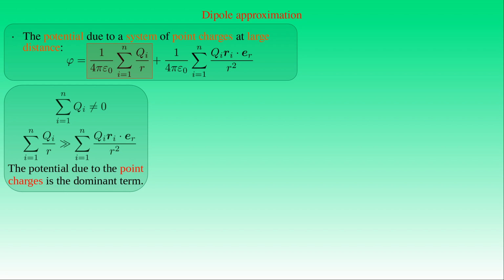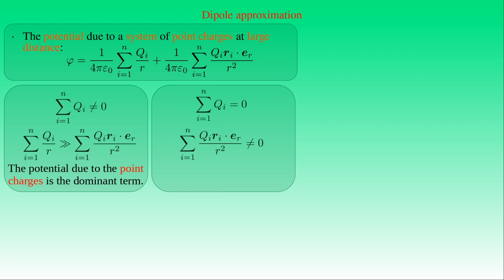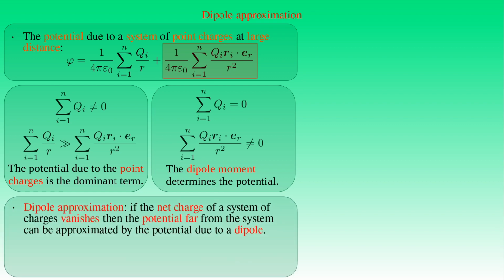In the case of an electrically neutral system of point charges, the sum of the charges in the system vanishes and the first term is identically zero. However, the second term generally does not vanish and determines the potential far from the system. As a result, the electric potential due to an electrically neutral system of point charges can be approximated at large distance by a potential due to a dipole with the electric dipole moment of the system. Therefore, such a description is called the dipole approximation of the potential due to the given system of point charges.